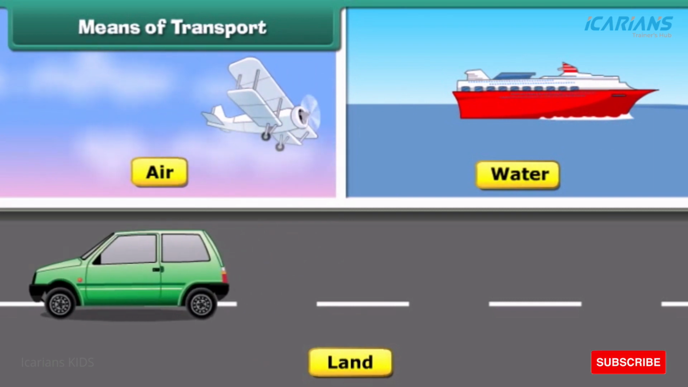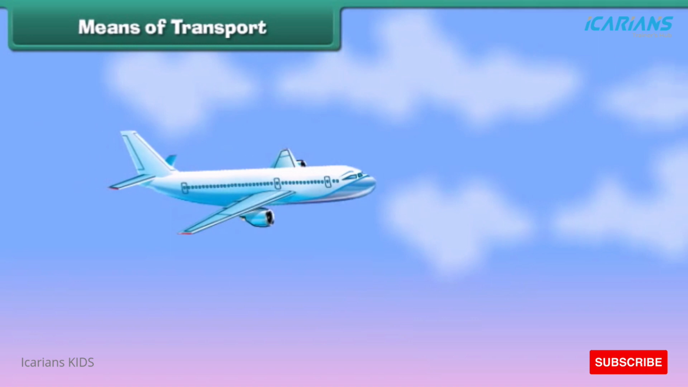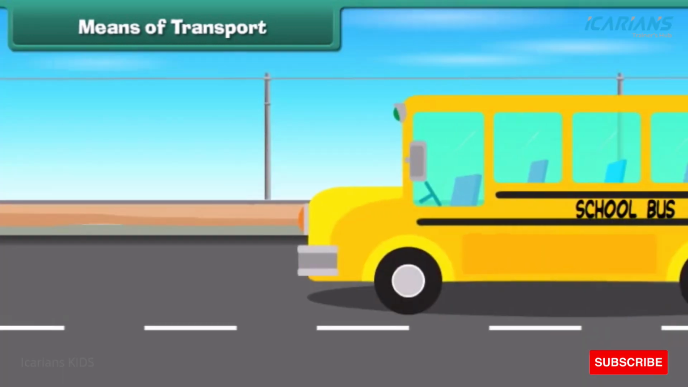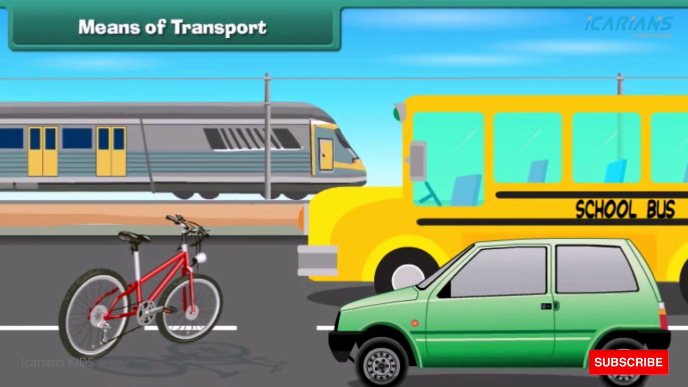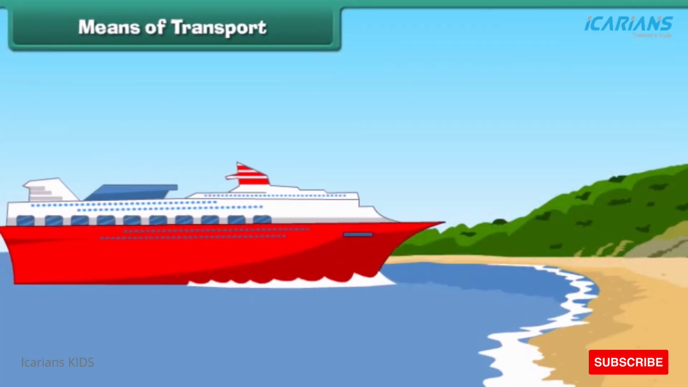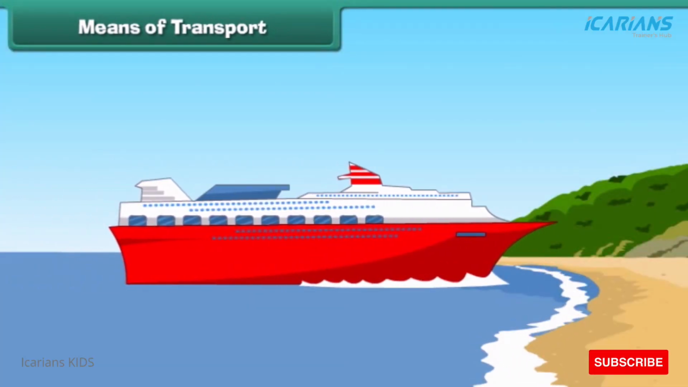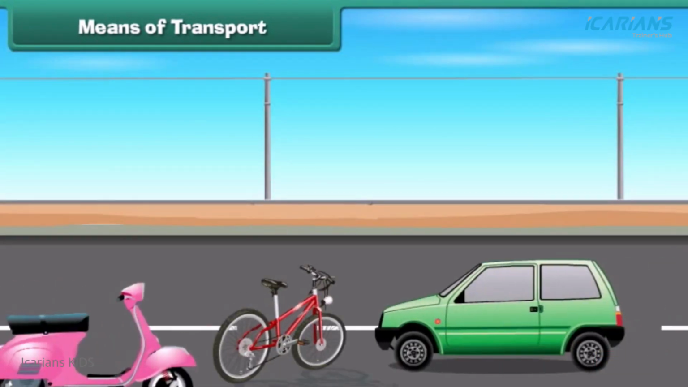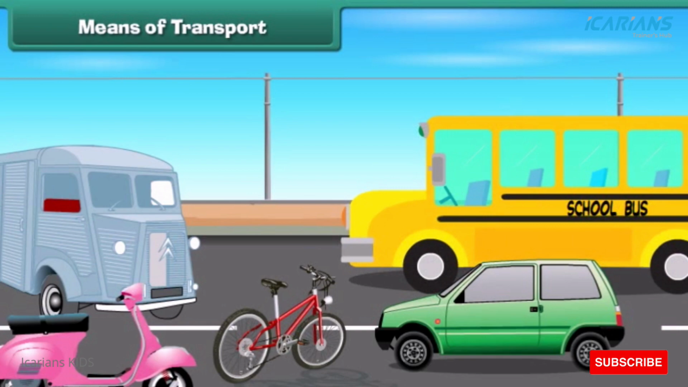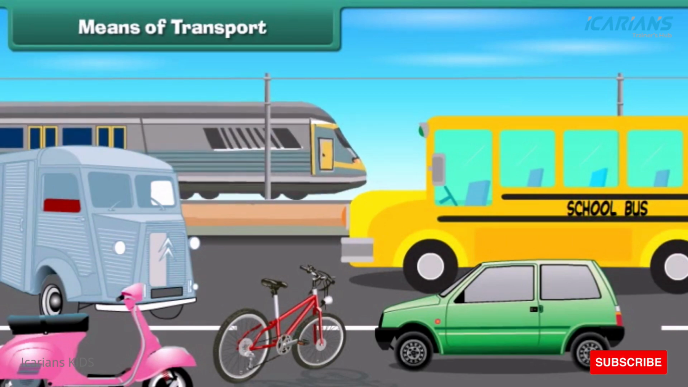The vehicles used in these modes are not same. They are different from one another. For example, airplanes fly in air. Buses, cars, bicycles and trains move on land, and ships move in water. Bicycles, scooters, cars, trucks, buses and trains.